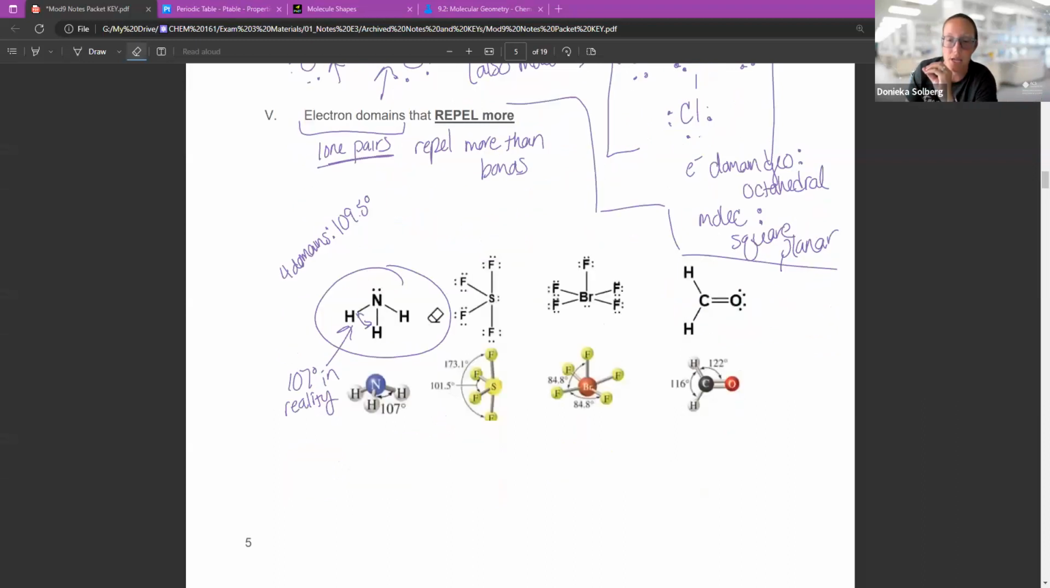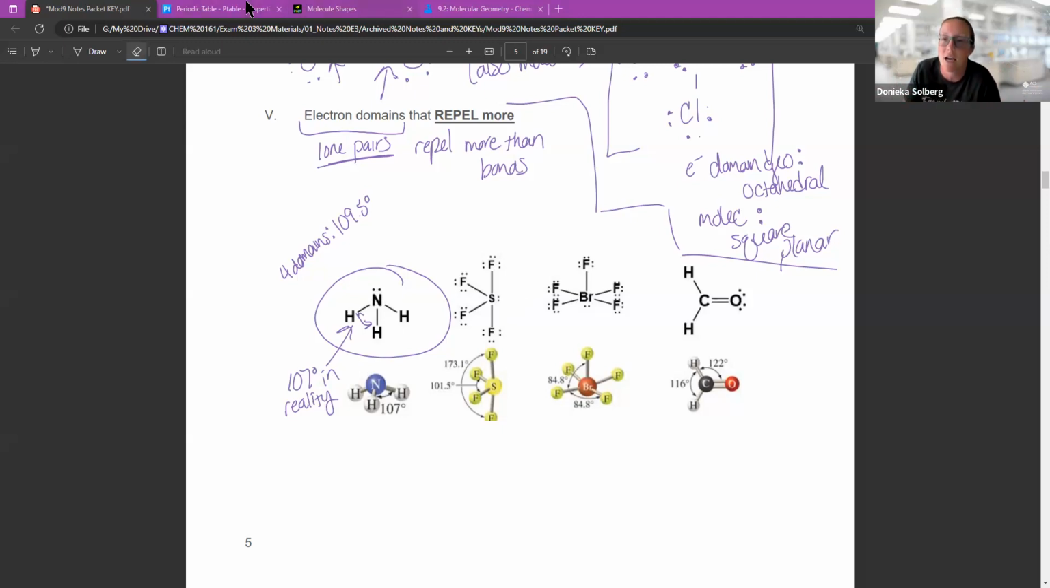For example, if you're looking at ammonia that has 1 lone pair and the 3 hydrogens, we would assume it has a 109.5 degree angle, if all domains repel exactly the same. But in reality, it's actually about 107 degrees because the lone pair up here repels a little bit more than these bonds do. So the lone pairs affect the shape just slightly more. So sometimes the angles are not perfect.